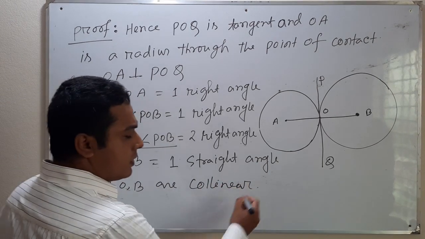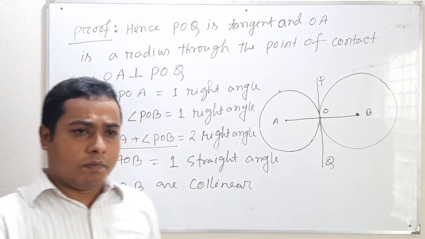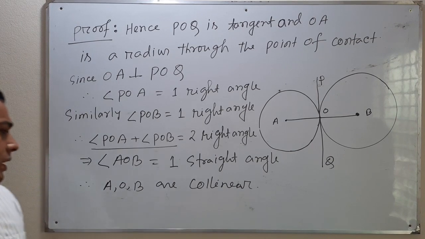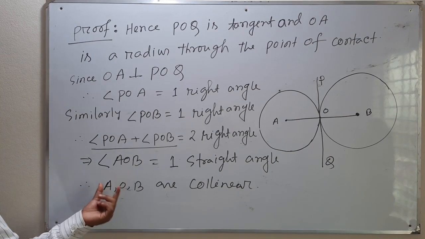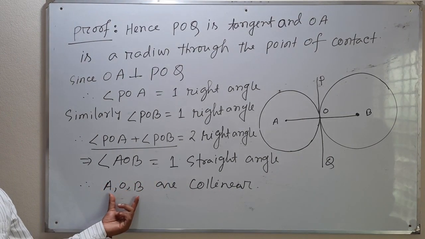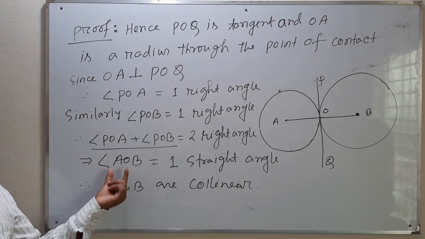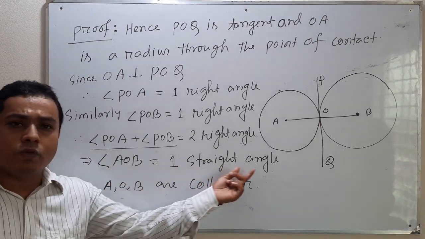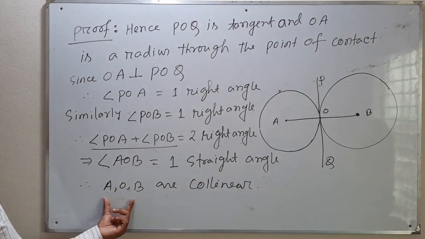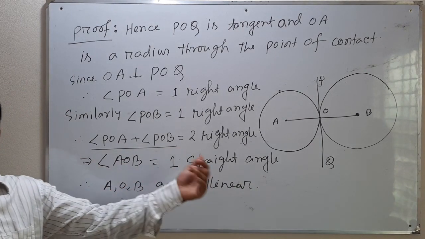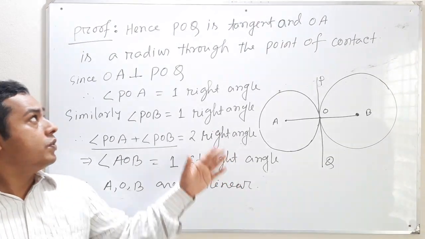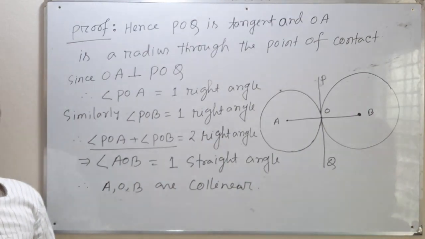Collinear means that the three points lie on the same straight line. Here the three points are collinear because they lie on the same straight line, since angle AOB creates one straight line. That's why A, O, B lie on the same straight line, and if three points lie on the same straight line, it is called collinear. This is our proof of theorem 27.